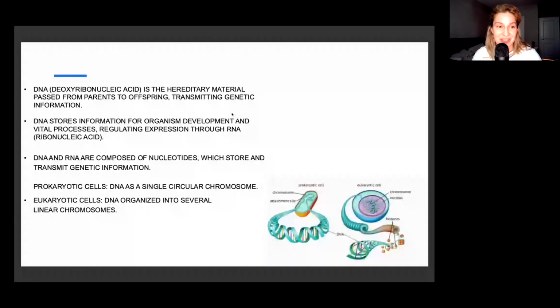And let's get started. So, first thing, as we all know, DNA is a deoxyribonucleic acid, which is a hereditary material passed from parent to offspring, which transmits genetic information. DNA stores information for organism development and vital processes. We also need to understand the difference between DNA in prokaryotic cells and eukaryotic cells. In prokaryotic cells, DNA is a single circular chromosome, and in eukaryotic cells, DNA is organized into several linear chromosomes.